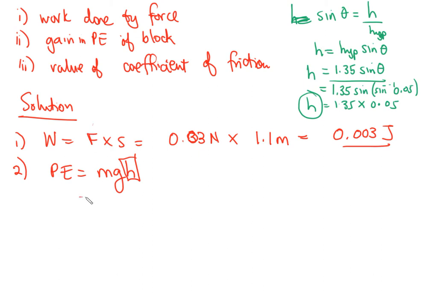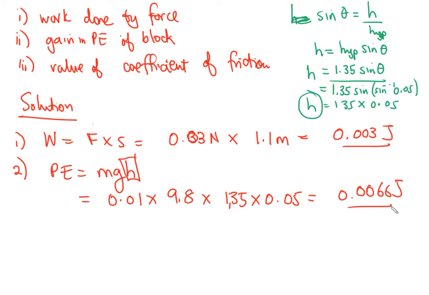So this is going to be equal to our mg, which is 0.01 times 9.8 times 1.35 times 0.05, which is equal to 0.0066 joules. Perfect. That is just our potential energy there. That's how you do that. And I can't emphasize it enough, guys. h is always above or below a fixed point. It is not that inclined distance. Nope, it is not that.